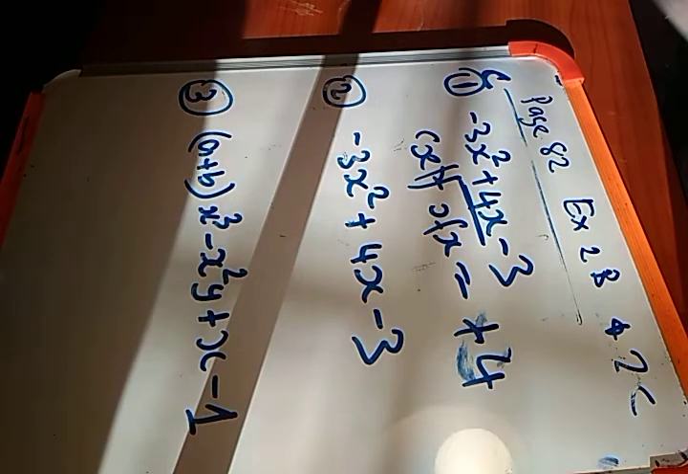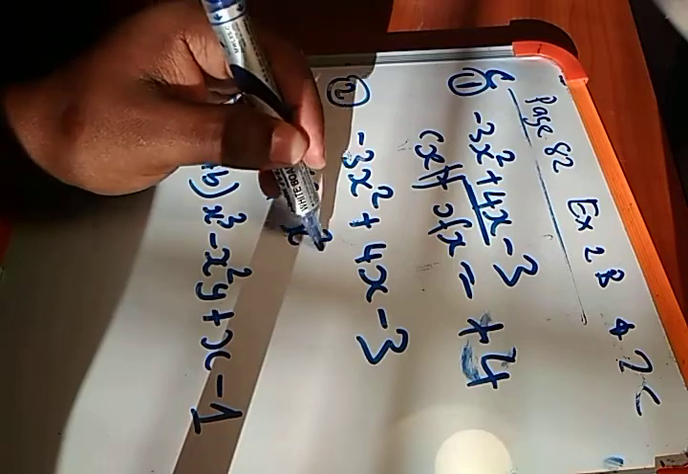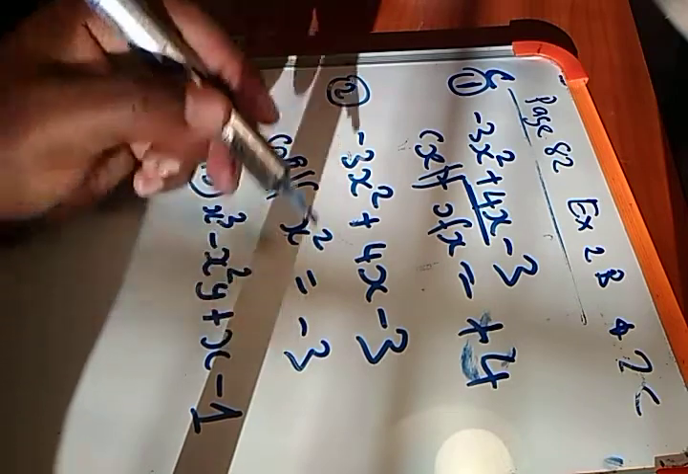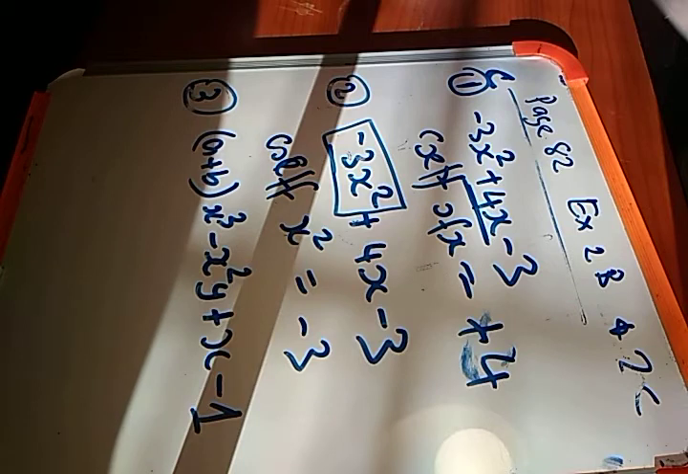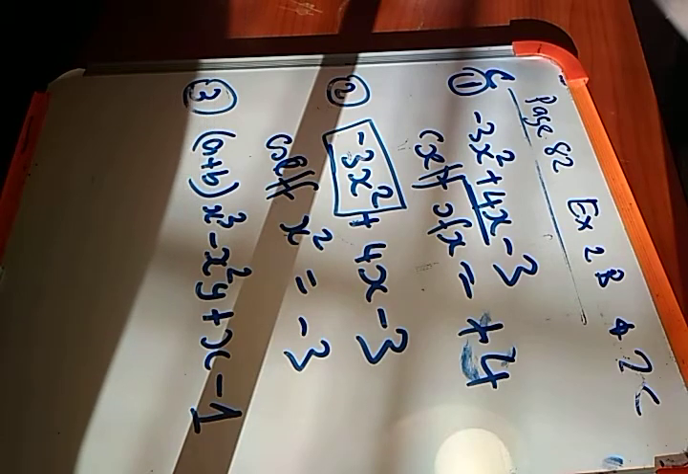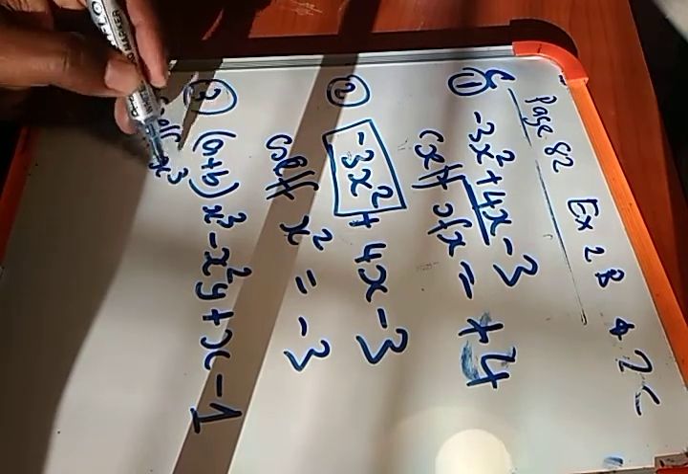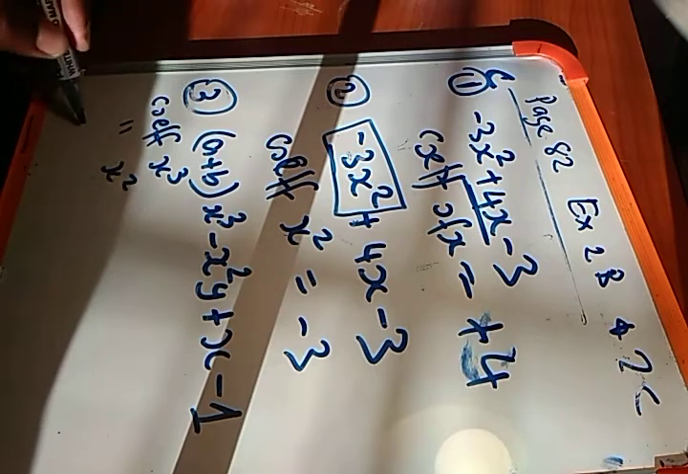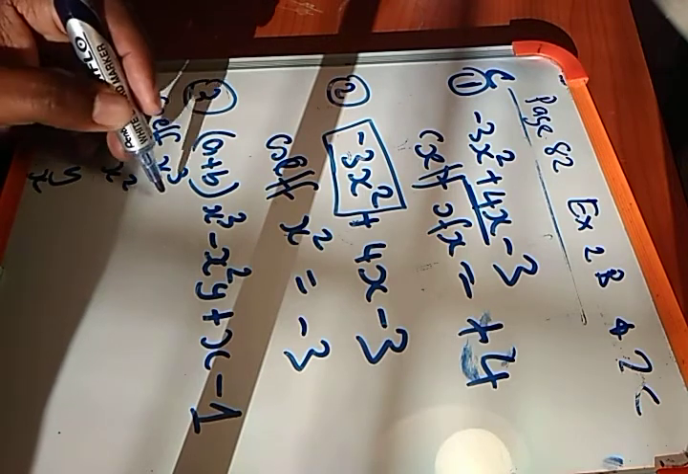And then the second one, we are asked to look for the coefficient of x squared. The coefficient of x squared is minus 3. There's x squared. What do we have to multiply x squared by to get that term? It is definitely minus 3. Here we need to find the coefficient of x cubed, a coefficient of x squared, a coefficient of y and a coefficient of x.